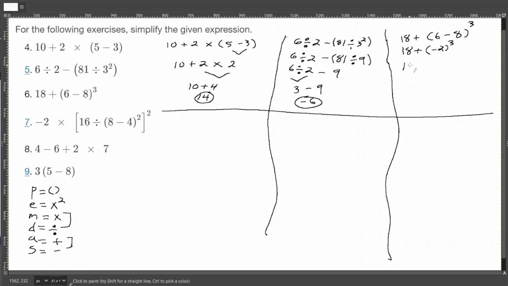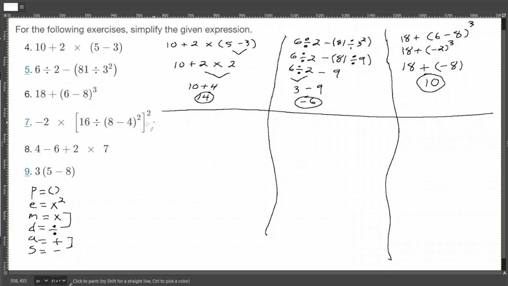Oops. So that'll be 18 plus -8. So this is simply a subtraction, right? So your answer will be 10. All right. So this will be perfect. I got 6 problems. Awesome.